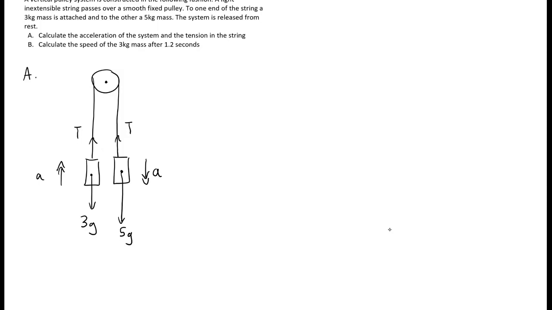The fourth step is to apply F equals ma to each object. So let's look at the 3g mass. We'll take up to be positive. Typically we'll use the direction of the acceleration as the positive direction. Then tension acts up, weight acts down, that's why we're subtracting, and then it accelerates up with acceleration a, so 3a.